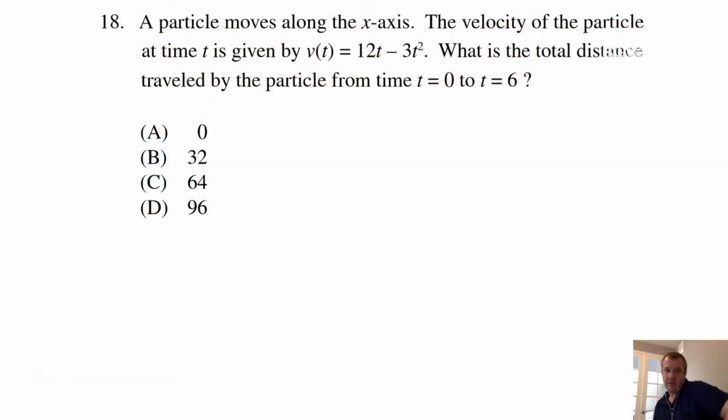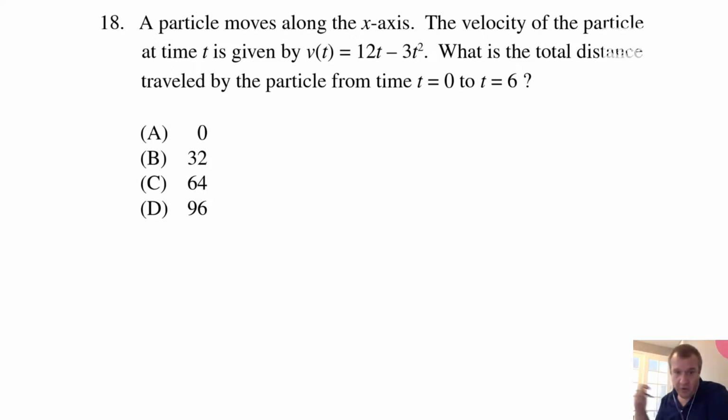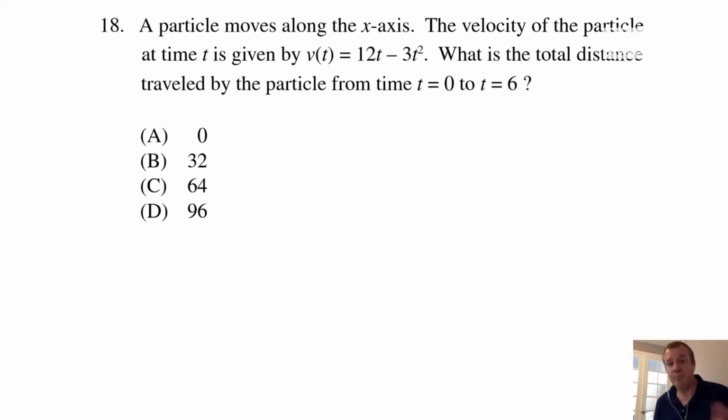So if we take a look at velocity, particle, and acceleration, we know that's the trifecta that's going on here. A particle moves along the x-axis. The velocity of the particle at time t is given by our velocity expression. We've got to find the total distance traveled by the particle from the range 0 to 6. I know I always could not stand questions like this back in the day, for real.